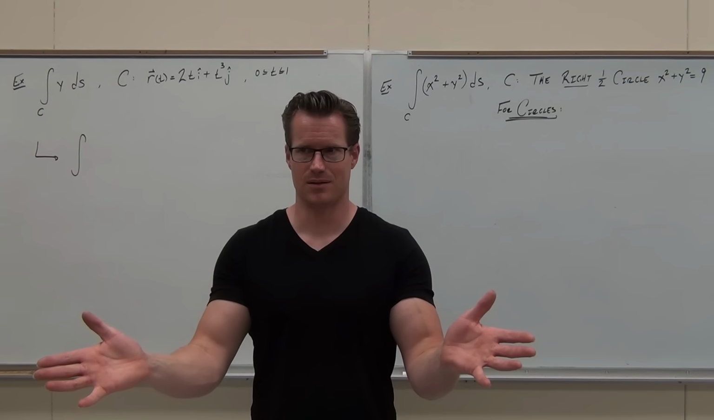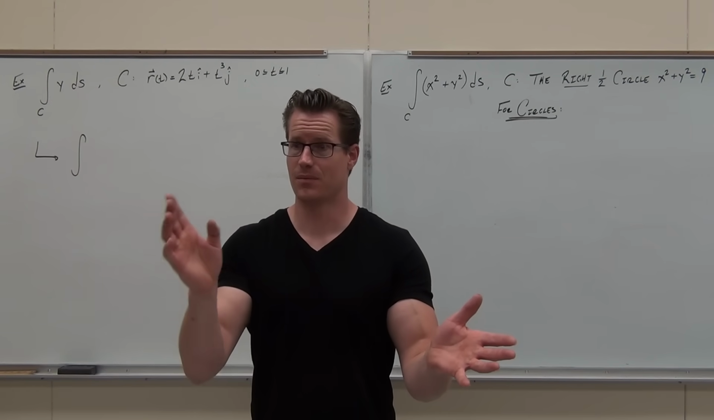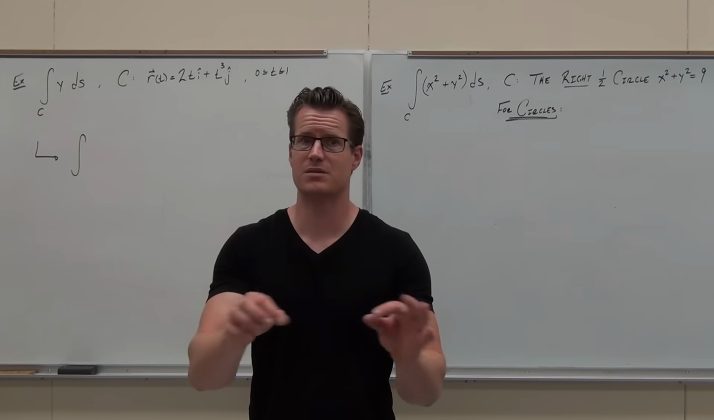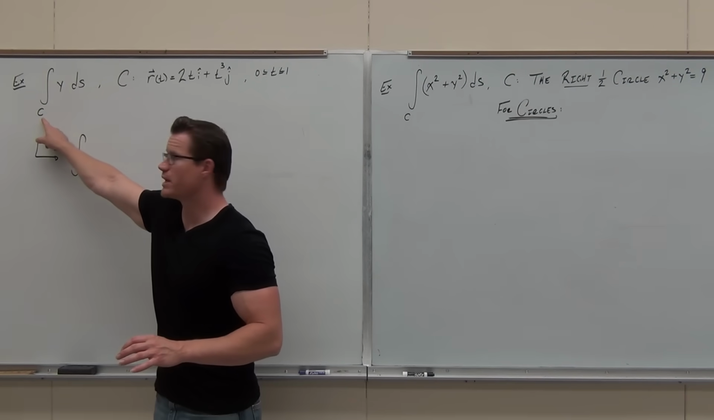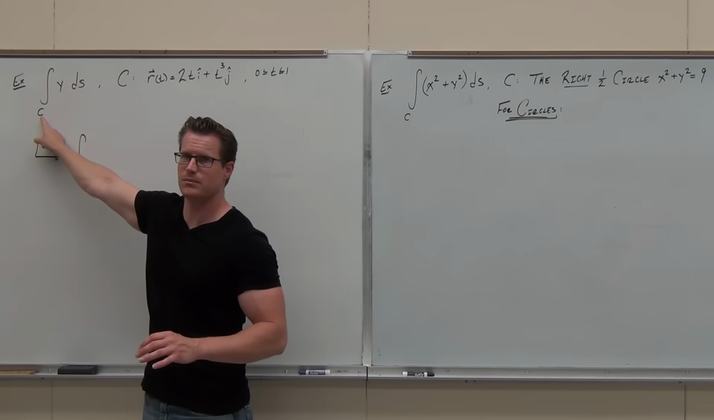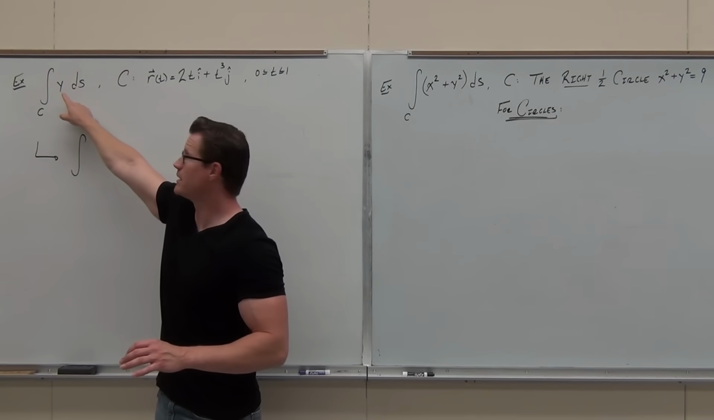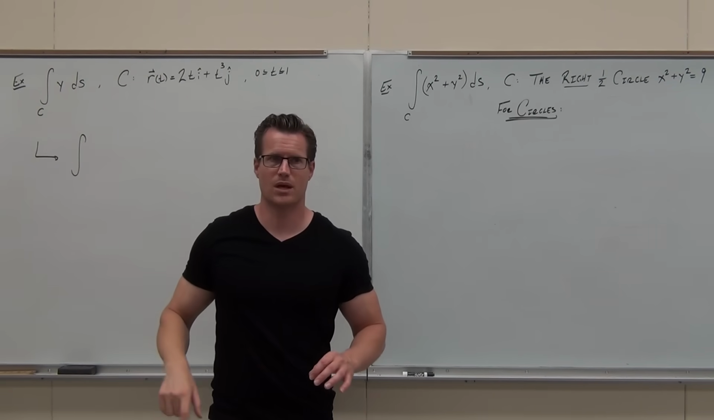What do they find? Area. The area, but we think of it as mass of the wire that's not straight anymore. It's a curve. It's on a plane, but it's the mass of that wire if that is the mass density function. Head nod if you're okay with that one.